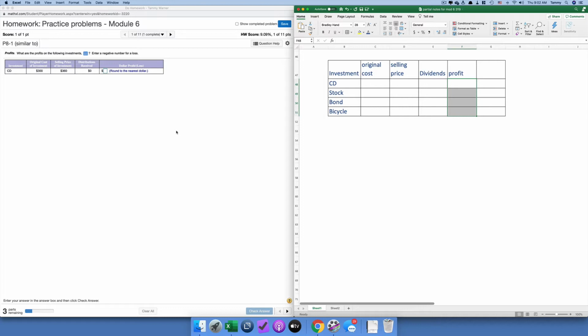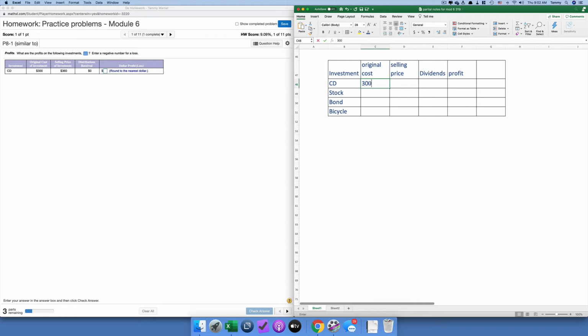So there'll be an example of how to do one here in this, and then you'll be able to do the actual homework after working your way through this. So the first one, really simple. We need to calculate the profits on these different kinds of investments. And I've filled in the table already. So let's just go ahead and fill in the values over here in Excel.